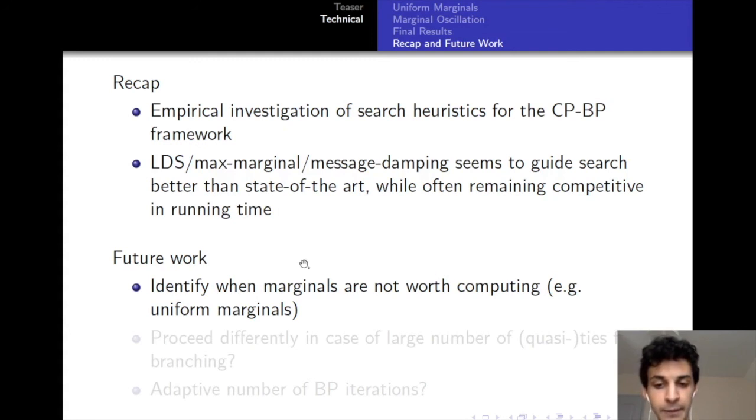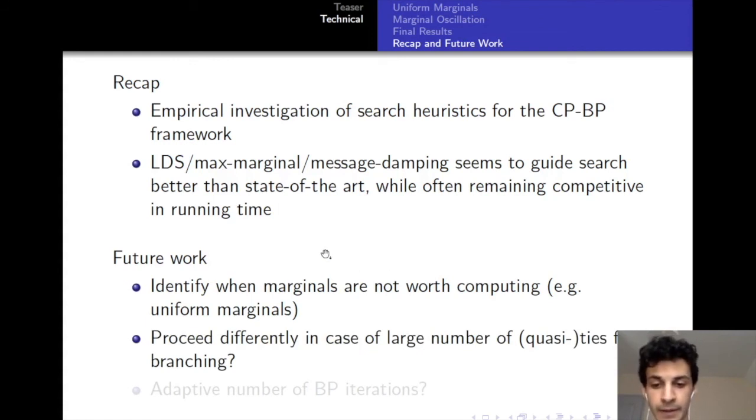First, we identified cases where marginals are not worth computing, as is the case when they are uniform, for instance. So it would be interesting to take advantage of this simple identification to stop wasting compute effort and switch to something else that could improve the running time in these cases. We also identified a large number of quasi-tie instances when branching, so it would be interesting to see what can be done in these cases. Should we proceed differently? And how can we improve branching in these conditions?